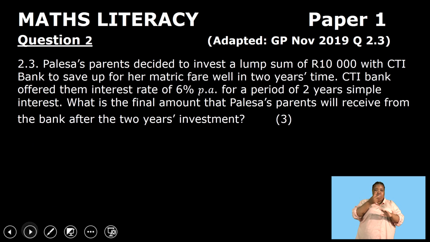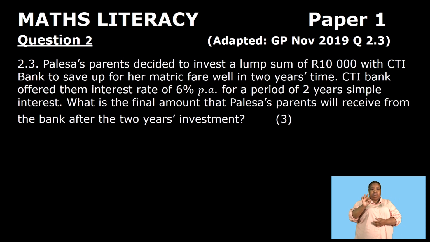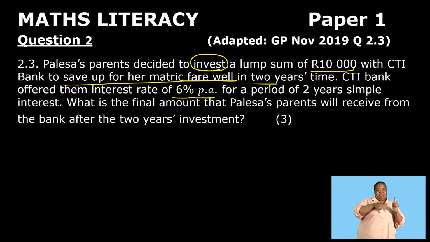Then we move on to the next question, 2.3. Palisa's parents decided to invest a lump sum of 10,000 with the CTI Bank to save up for her matric farewell in 2 years' time. The CTI Bank offered them an interest rate of 6% per annum for a period of 2 years at simple interest. Now the question says, what is the final amount that Palisa's parents will receive from the bank after 2 years of investment?